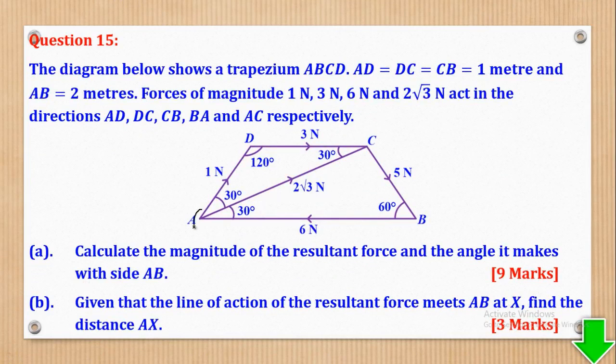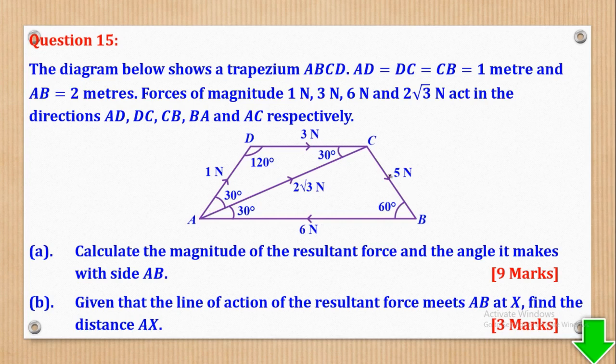So if I take moments about this point, all forces whose line of action passes through the pivot have 0 moment, therefore the moment of this is 0, so we shall remove it. The moment of this is also 0, so we shall remove it. The moment of this is 0, so we shall remove it because they pass through the pivot. Then we are left with 5 and 3. So let's see how to get those moments of 5 and 3.